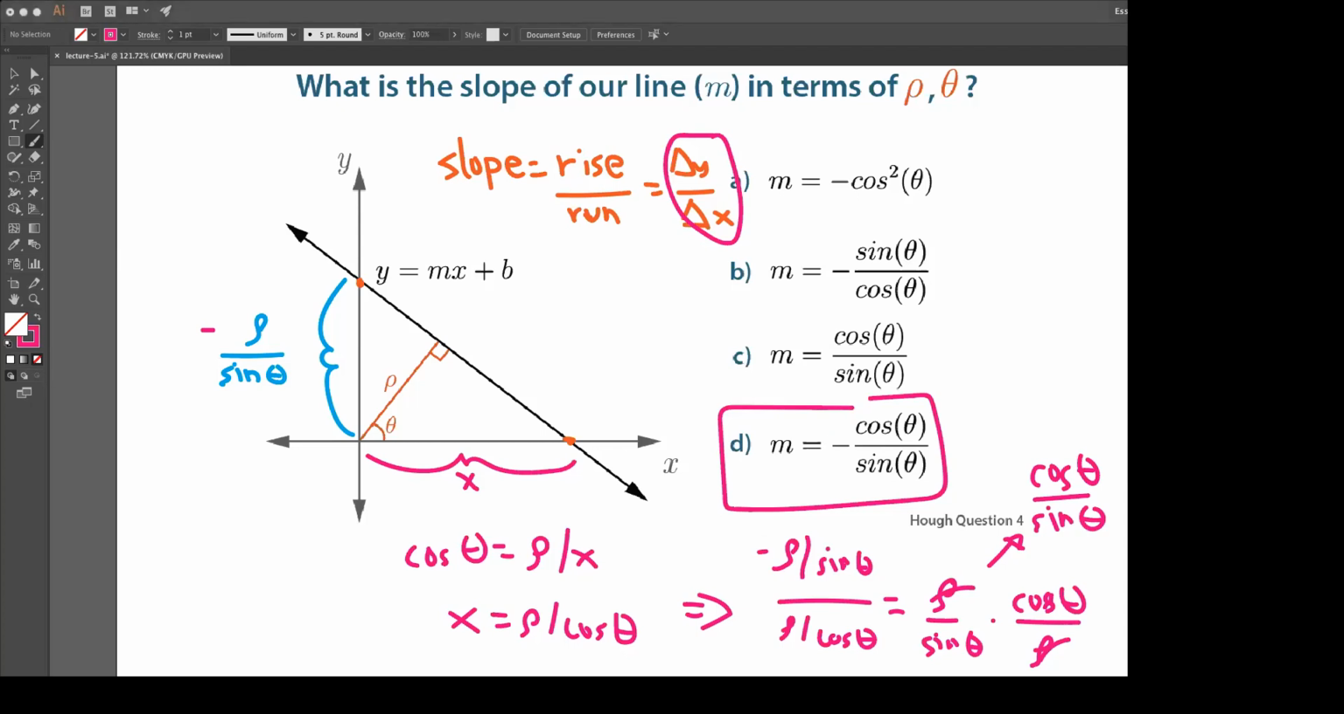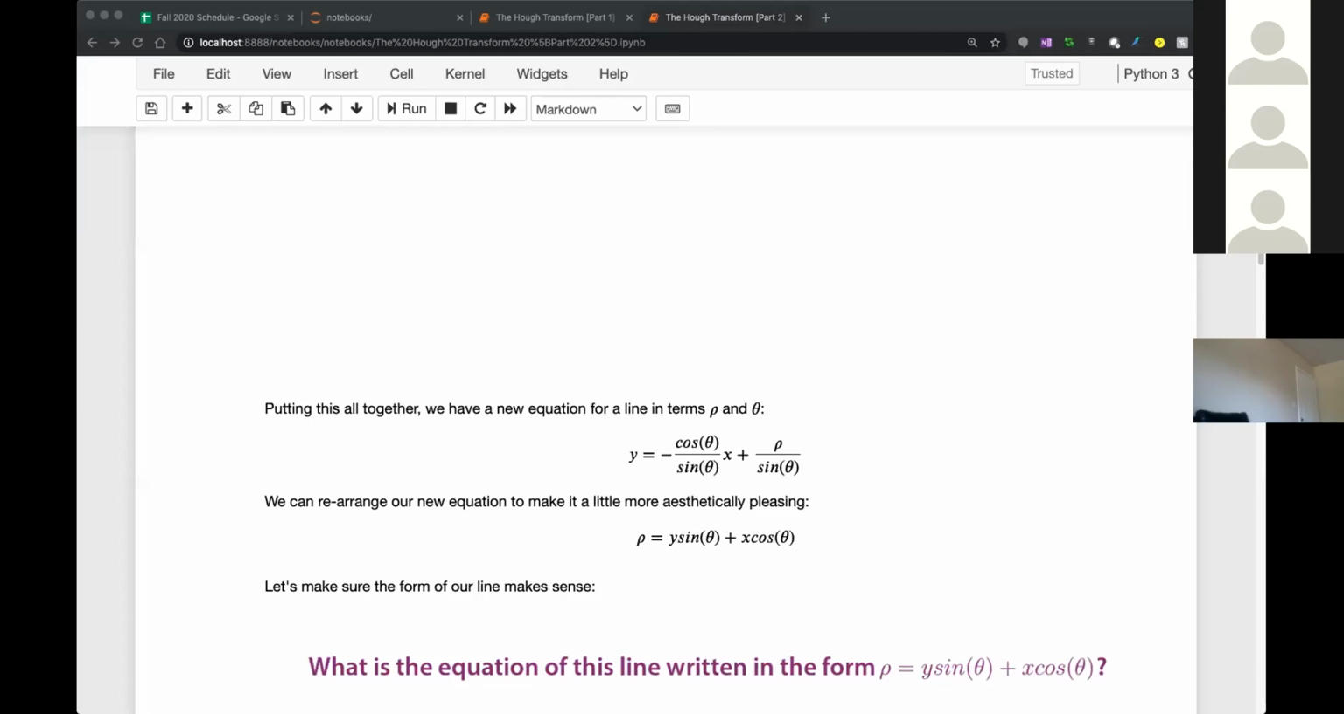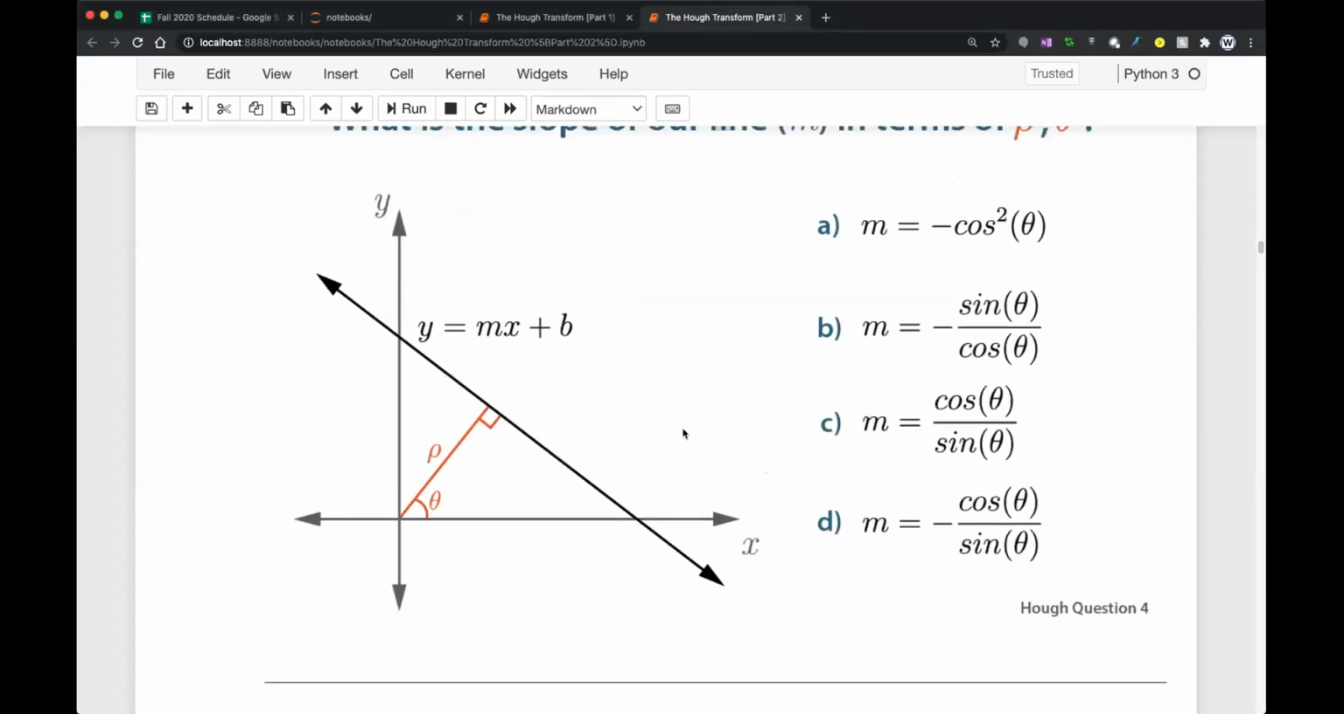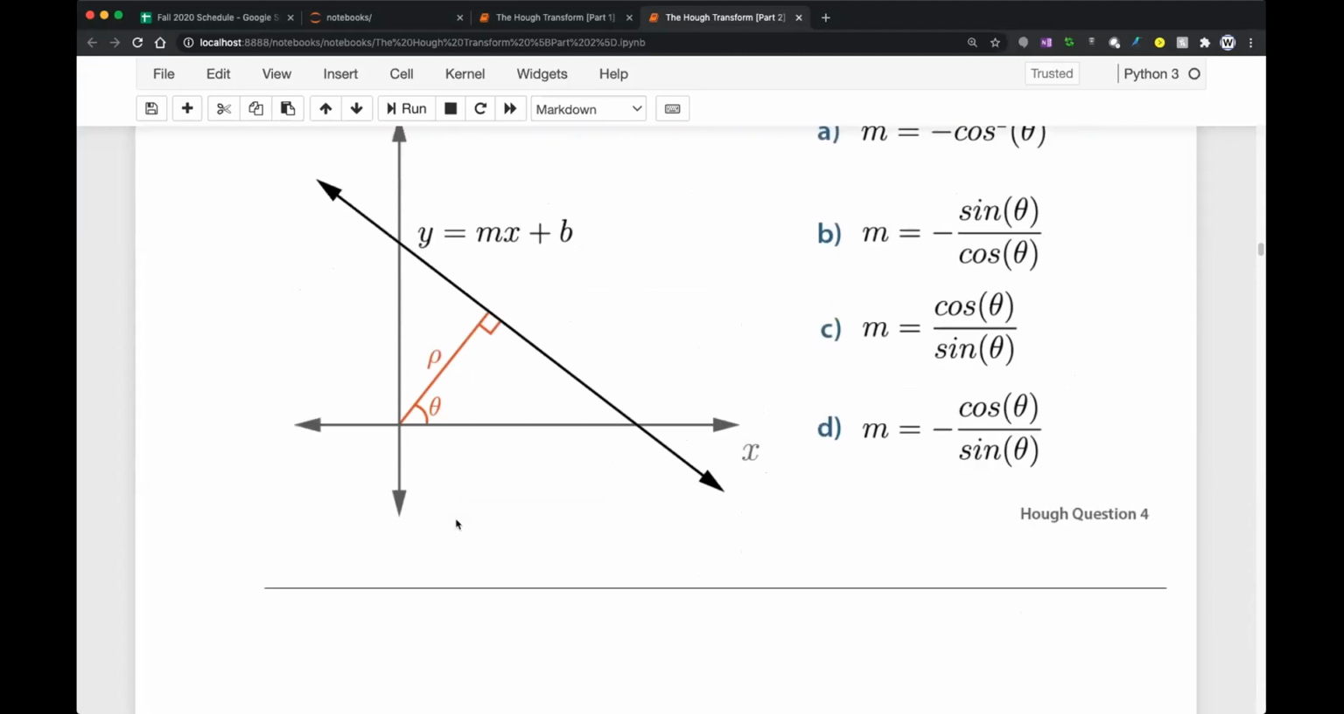Great. So hopefully that math makes sense, and we had to put a negative because we're going downhill. I would ask you a slightly easier version of that math on your quiz. The reason I'm showing you all this is it's going to inform how we code this up. So that's how you go from the y equals mx plus b form to the rho theta form.